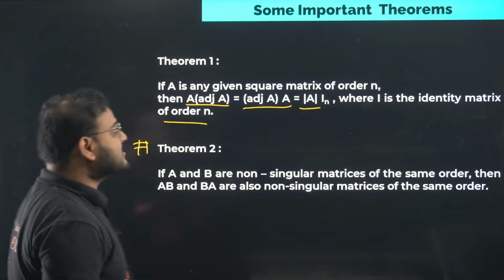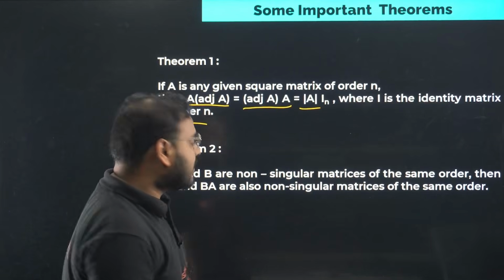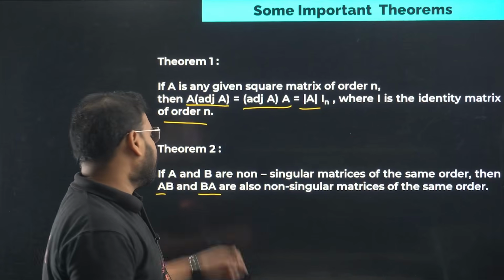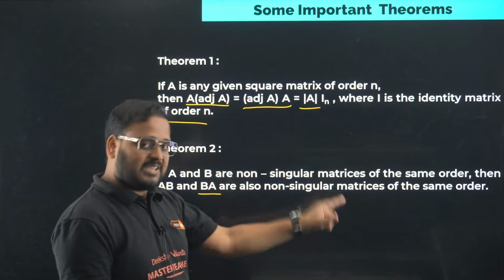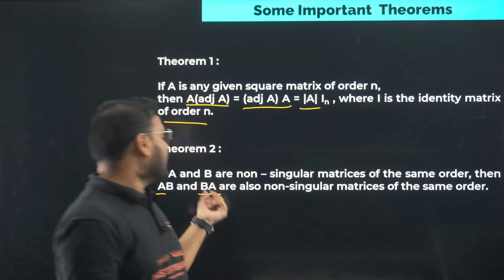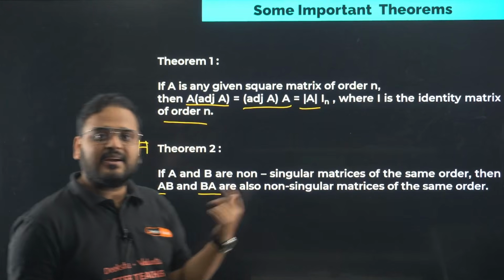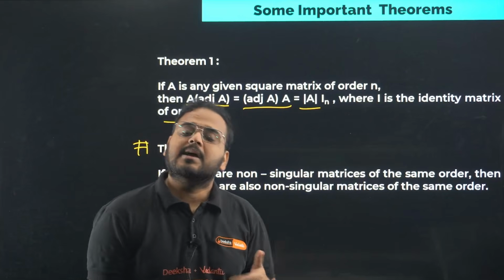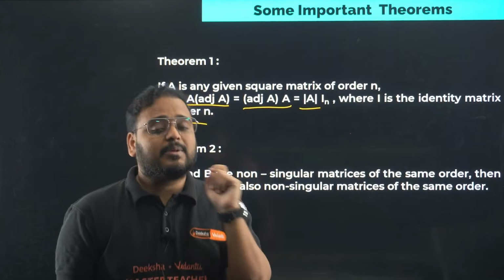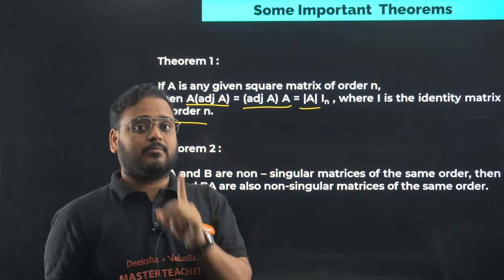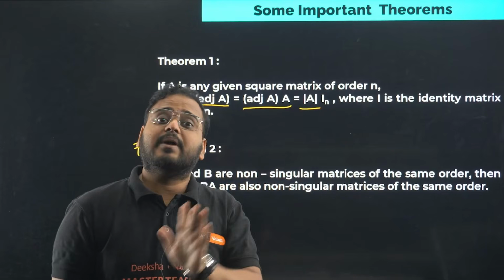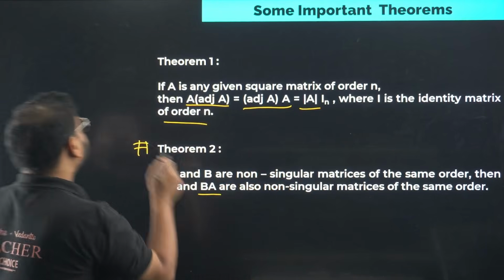If A and B are non-singular matrices of the same order, then AB and BA are also non-singular matrices. Even AB means the product of A and B, or if you write BA like this, you know there's a difference, right? AB and BA are not the same in the case of matrices. We have learned that matrix multiplication is not always commutative. Remember, I taught you this in your session of matrix.